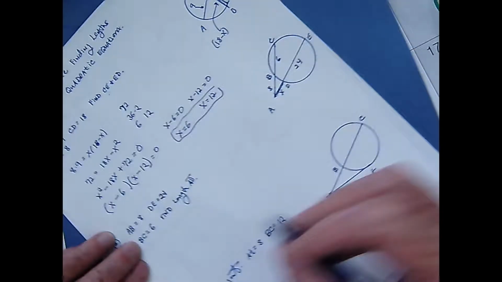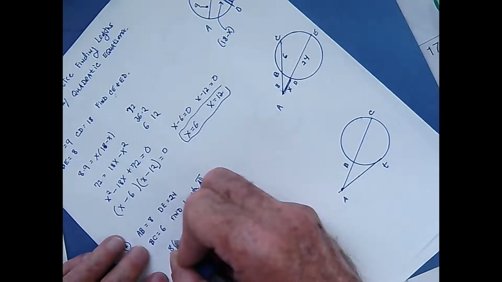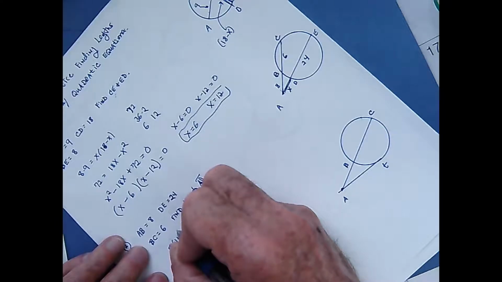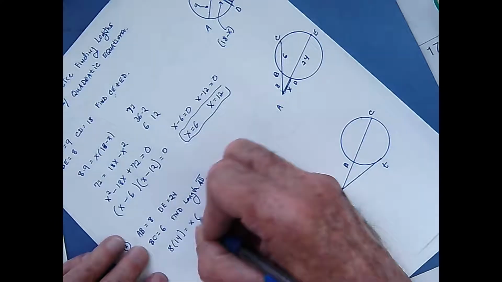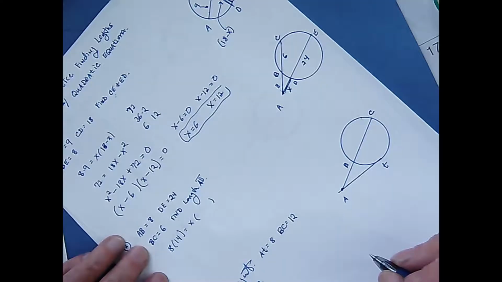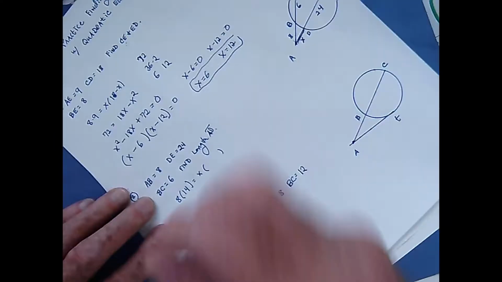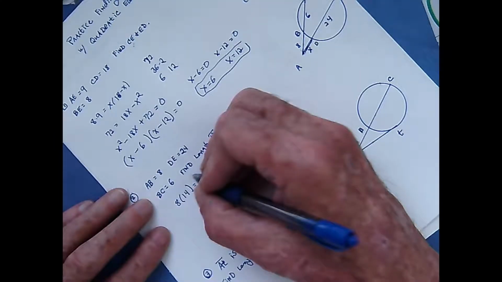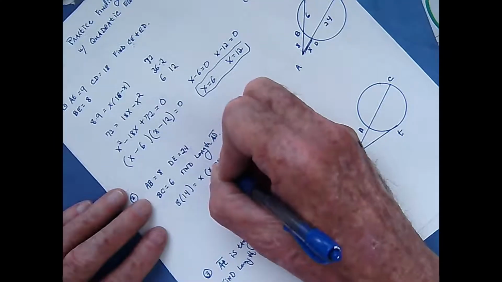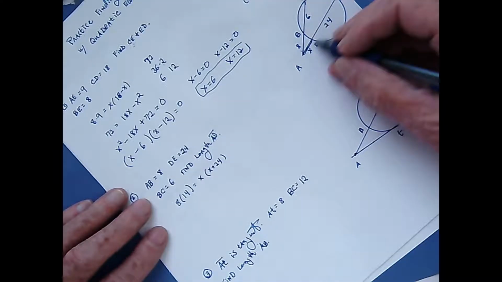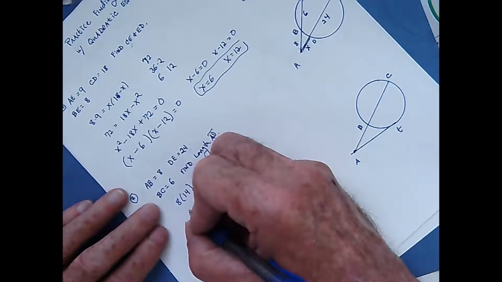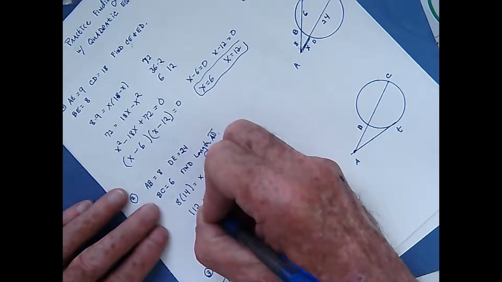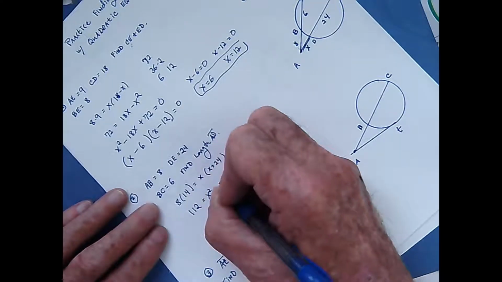And see, the exterior part 8 times full length 14 would equal exterior part x times full length, x plus 24. That's what that's got to be, if I want to talk about that full length. And there we got 8 times 14 is 80 and 32, 112, is equal to x squared plus 24x.